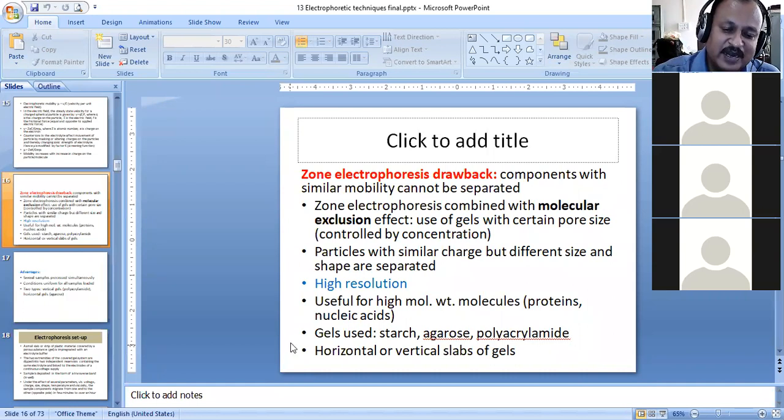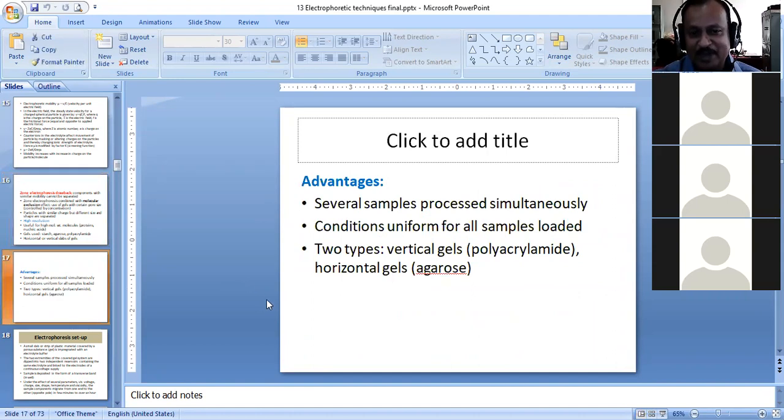Anyway, we are going to see all of this. We are going to study horizontal electrophoresis. We are going to study vertical electrophoresis. We are going to understand how agarose is used, polyacrylamide, as well as how starch gels are used for electrophoresis. But before that, what are we going to see? We will see the advantages also.